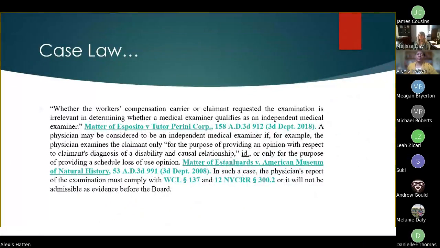So the case law basically says it doesn't matter whether the claimant or the carrier requests the IME, an IME is an IME. Call a spade a spade. So a physician may be considered an IME if he examines the claimant for the purpose of providing an opinion with respect to diagnosis of a disability or causal relationship, or only for the purpose of providing a scheduled opinion. In such case, the report has to comply with 137 and 300.2, or it will not be admissible as evidence. And they never do. Never do.